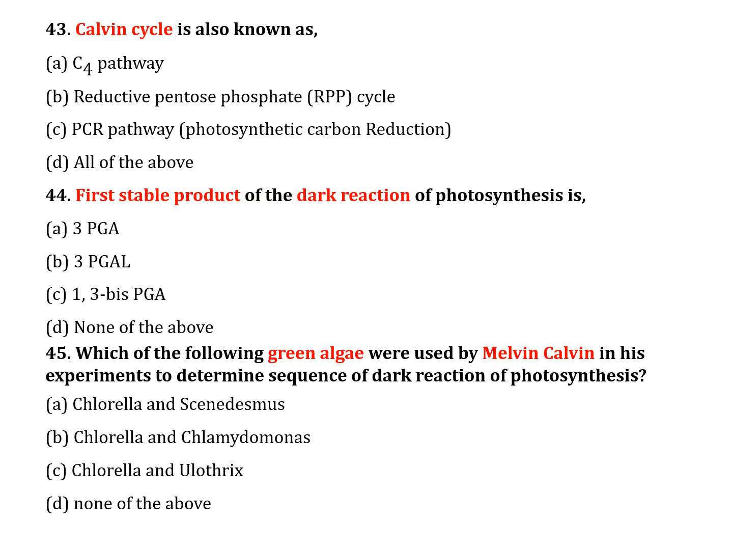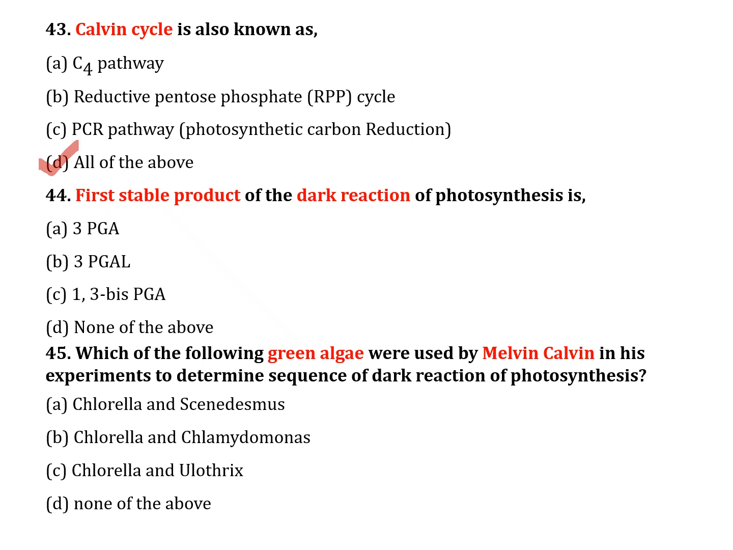The next question, number 43. The Calvin cycle is also known as option A, C4 pathway. Option B, reductive pentose phosphate cycle. Option C, PCR pathway, that is photosynthetic carbon reduction pathway. Option D, all of the above. The correct answer is option D, all of the above.